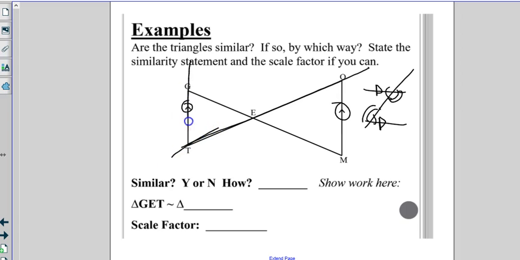And these are my parallel lines. You kind of tilt your head and look at it that way. Then I know that this angle here is equal to this angle there. I also know I have vertical angles right here. Therefore, yes, by AA similarity. There's no math to do, it's just two angles are the same. We have AA similarity.